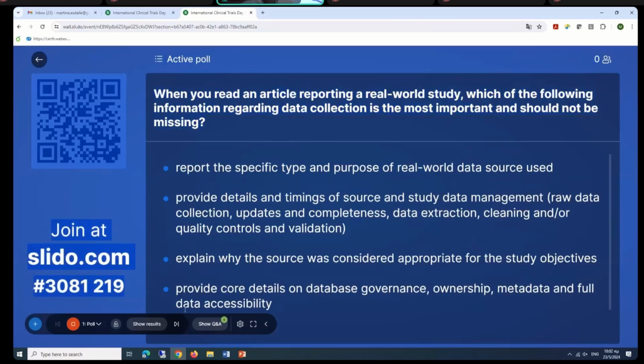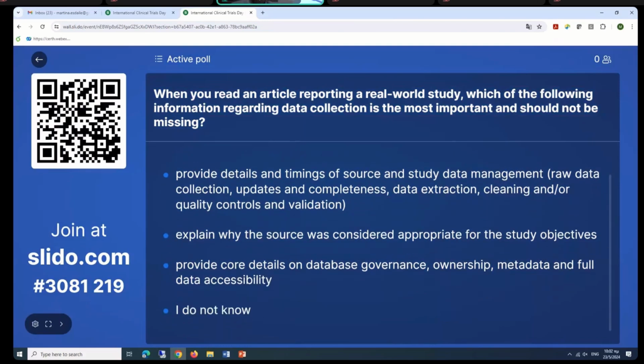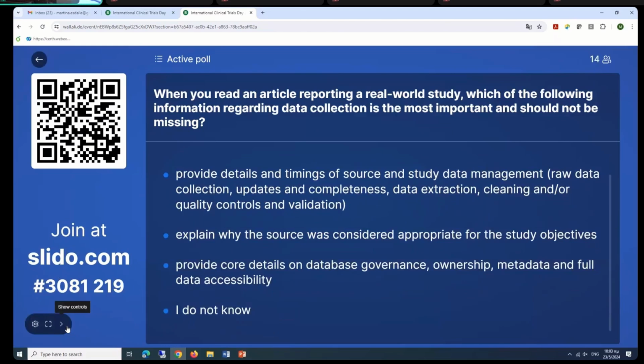When you read an article reporting a real-world study, which of the following information regarding data collection is the most important and should not be missing? The physician should report the specific type and purpose of real-world data source used. The physicians should provide details and timings of source and study data management. The physicians should explain why the source was considered appropriate for the study objectives. The physician should provide core details on database governance, ownership, metadata, and full data accessibility. And of course, you're allowed to say, I do not know. Please vote starting now, you have 15 seconds, and be prepared to justify your vote.